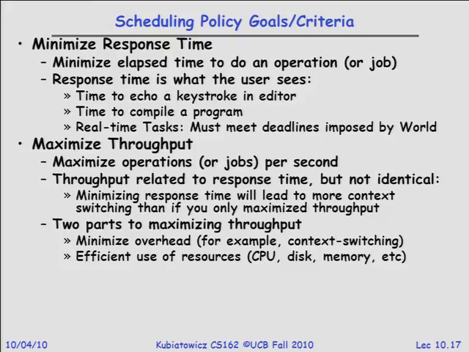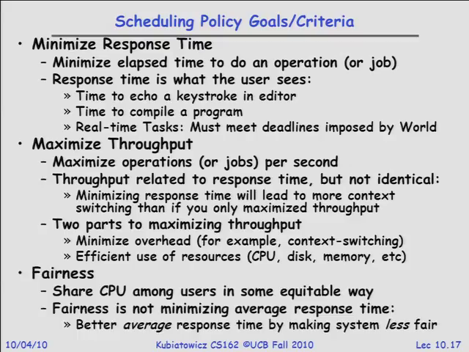And fairness is not about minimizing average response time, usually. Usually you get better average response time by making the system less fair. So if somebody happens to be typing a lot, they get more CPU than if they're computing. Okay, I don't know, is that fair? Hard to say. Maybe it is.